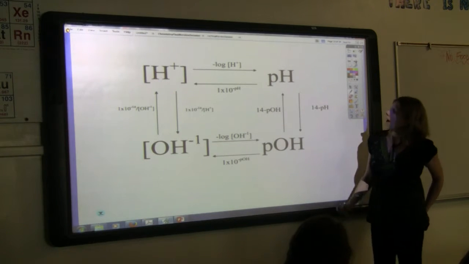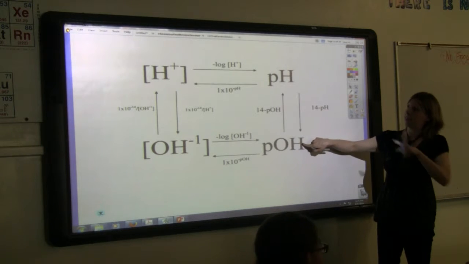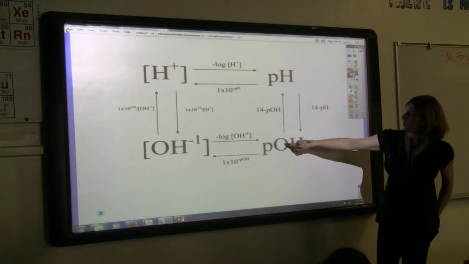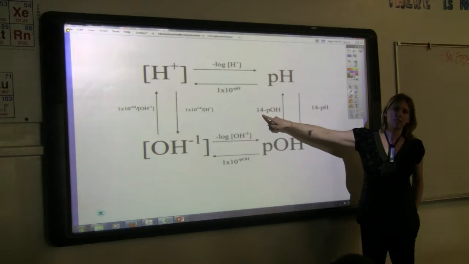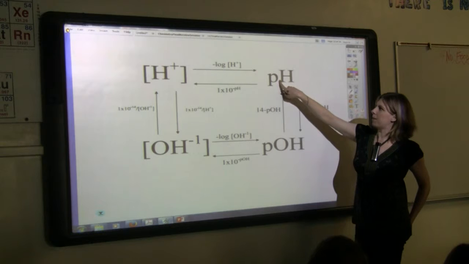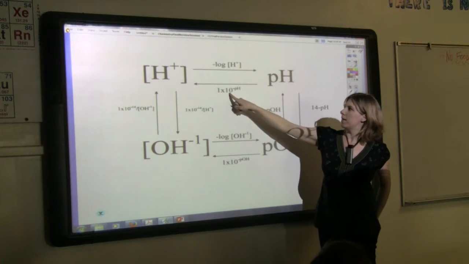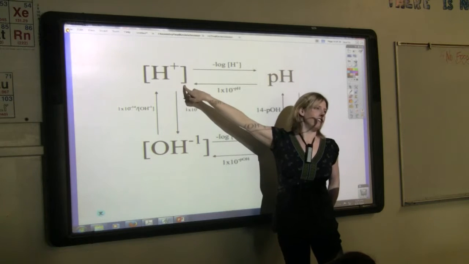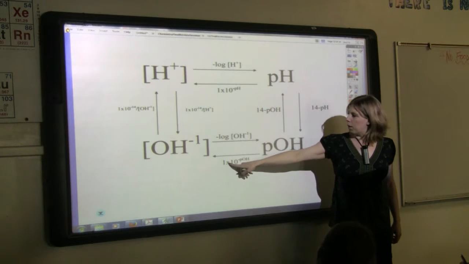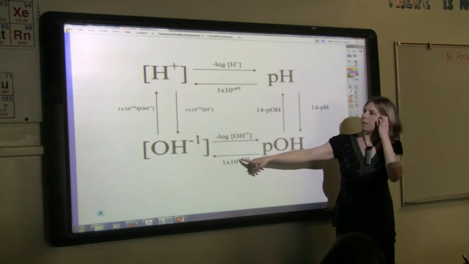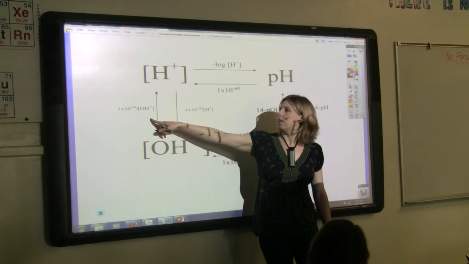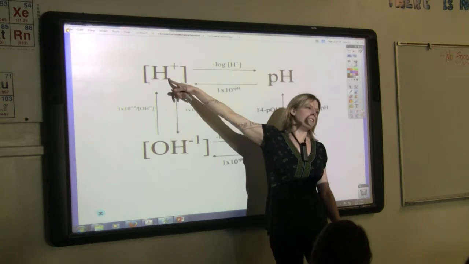So let's say I gave you the pOH and I want the hydrogen ion concentration. I could go a couple ways. So if I have the pOH, then I can take 14 minus the pOH. That gives me the pH. Then I can take the pH and do 1 times 10 to the negative pH to get my hydrogen ion concentration. Or I could go a different way. I could go 1 times 10 to the negative pOH to get my OH concentration, and then I could do 1 times 10 to the negative 14 divided by the OH to get my hydrogen concentration.